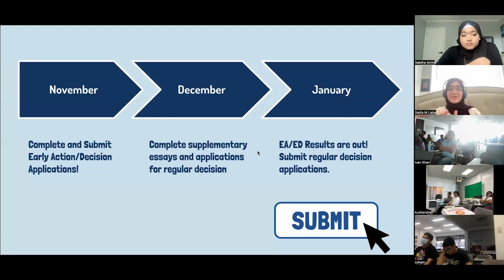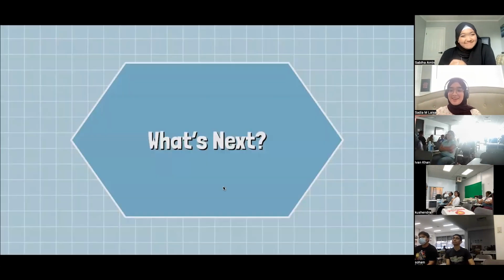And then November, December, January is when you're wrapping up the entire application process. If you're applying regular, you're completing your supplementary essays and finalizing your application for the January deadlines. And if you applied early, this January is when you find out whether you were accepted, deferred or rejected. But this is when things start to wrap up and you're submitting and you can finally take a breather, enjoy winter break.